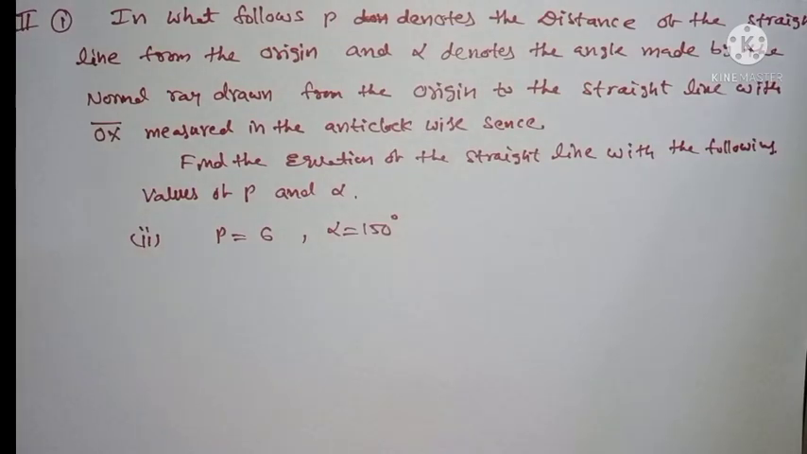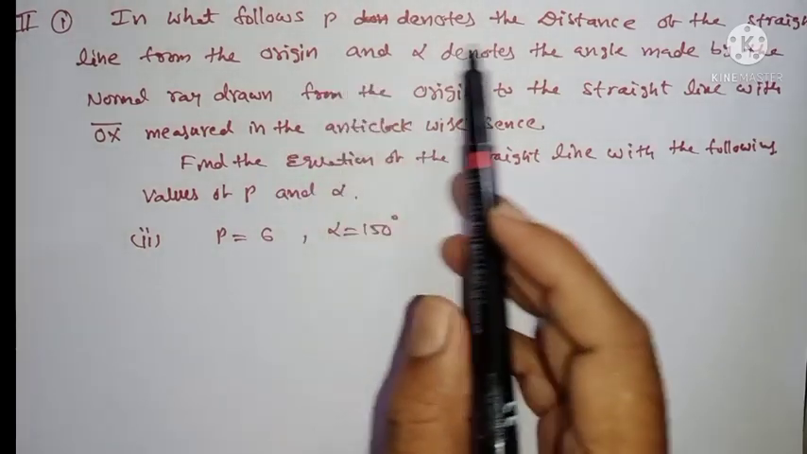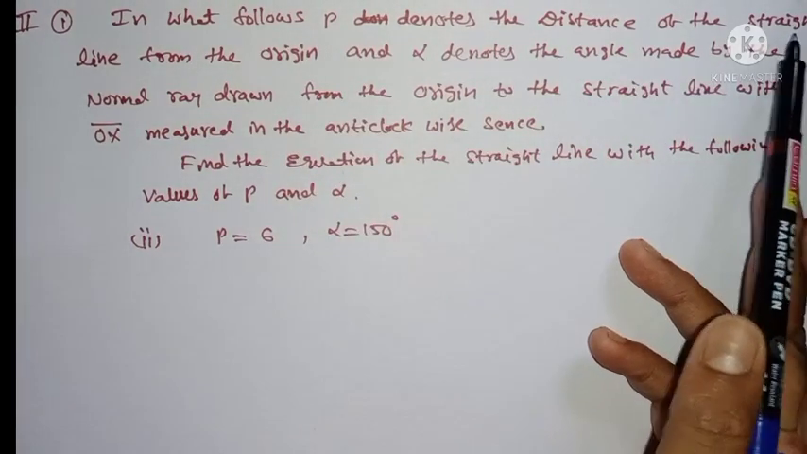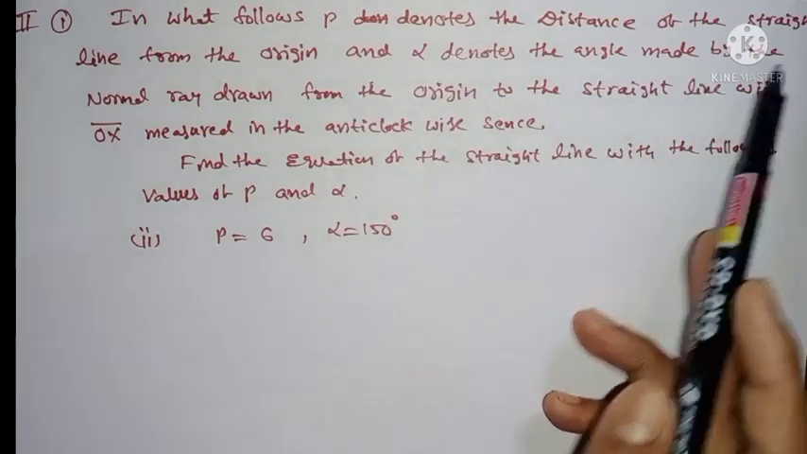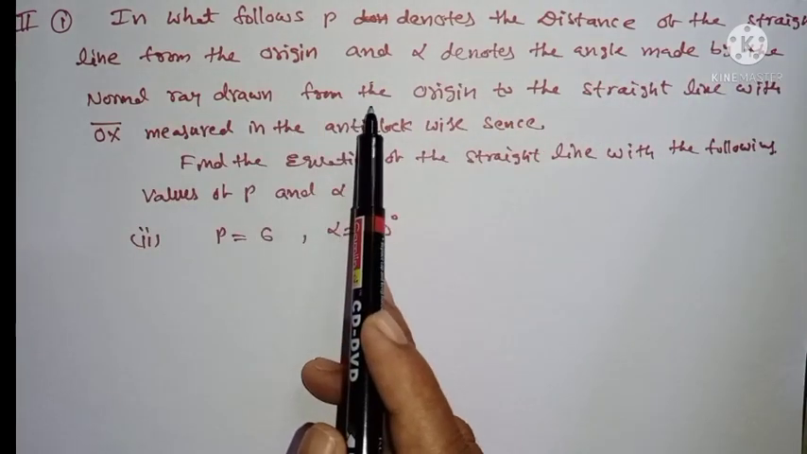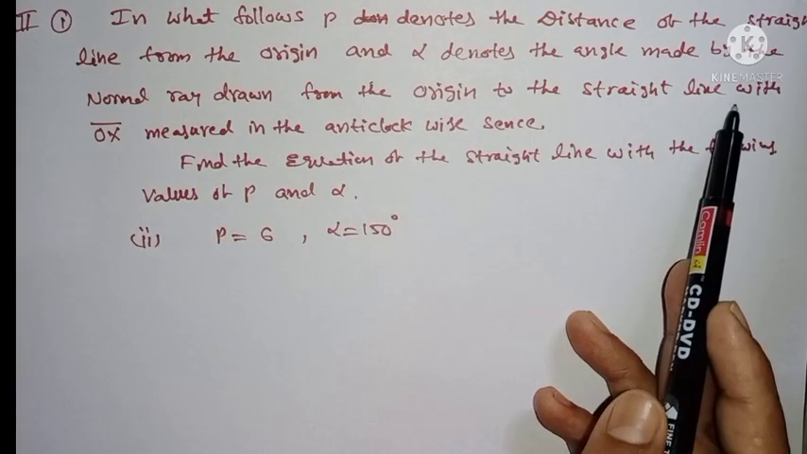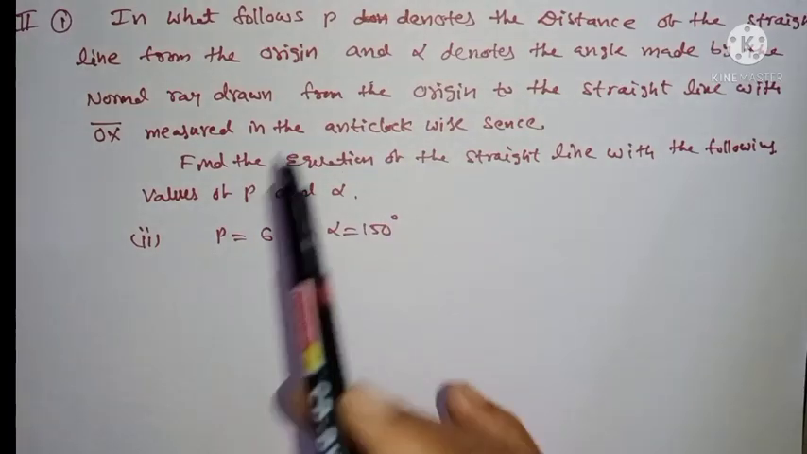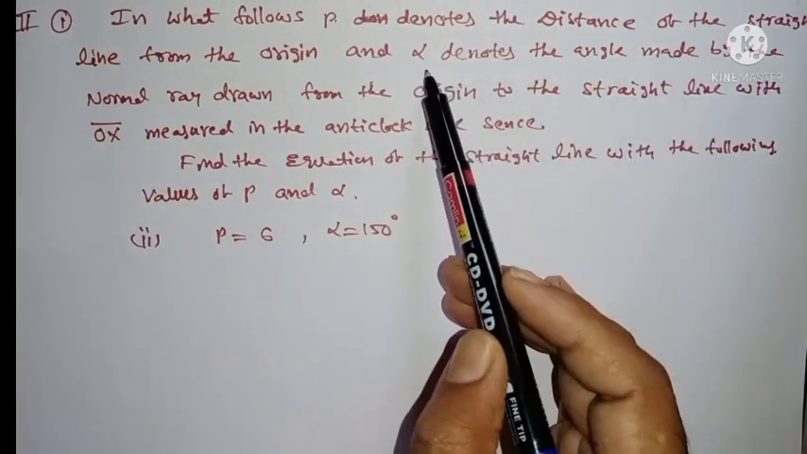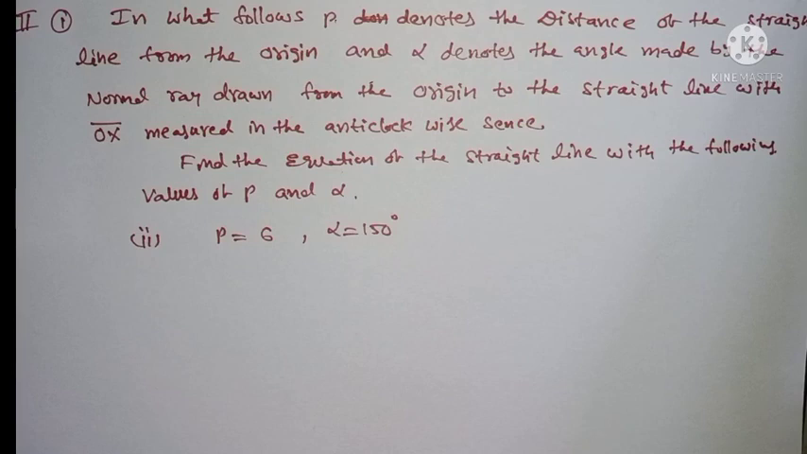Next is Roman numeral two, first problem. In what follows, P denotes the distance of the straight line from the origin, and alpha denotes the angle made by the normal ray drawn from the origin to the straight line with the OX, measured in the anti-clockwise sense. P is the distance and alpha is the angle, and we have to find the straight line equation. It is the normal form only.